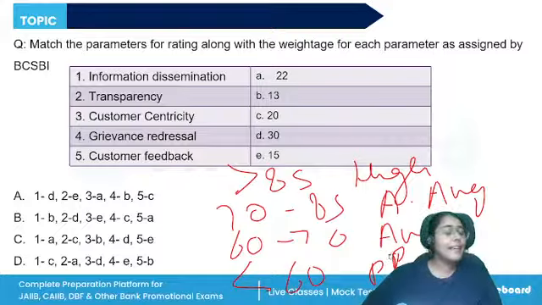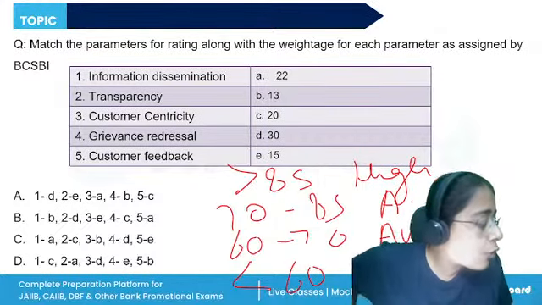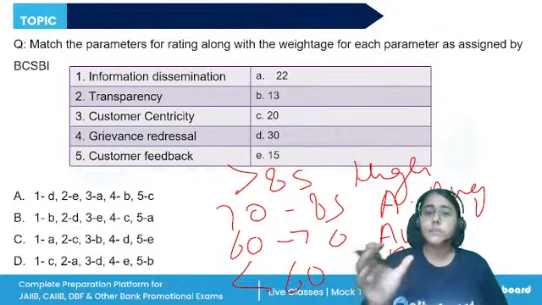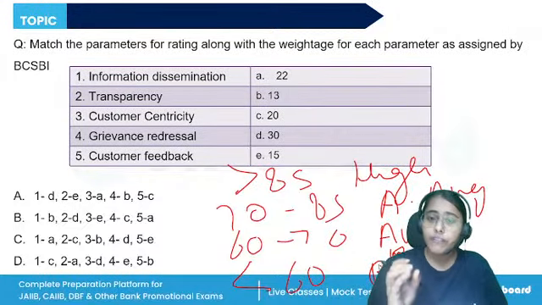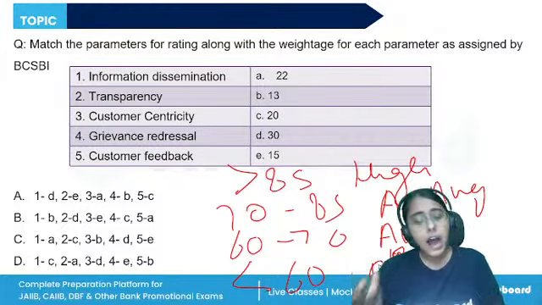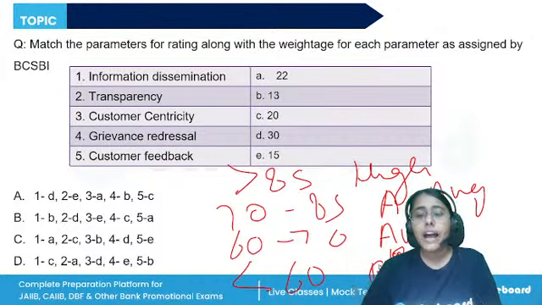The rating is available on the BCSBI's website as well as the bank website. The high or low rating will impact the image of the bank. So the customers can understand whether or not they want to participate. They will usually prefer the bank that has a higher rating, above average.